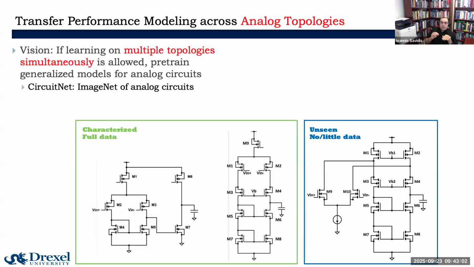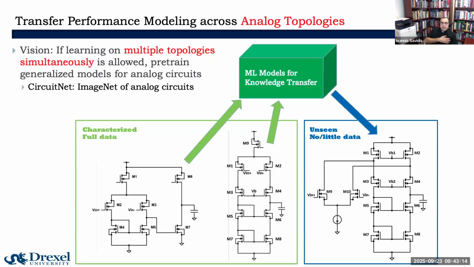So what we see at the bottom are two cases where we have on one side a fully characterized analog circuit. Okay, so two analog circuits with full data of the circuit available. And then for the blue box, we have circuits that require prediction of parameters, which we have not characterized. The idea is to have an ML model where the knowledge is distilled and learned from the already characterized full data, and then we transfer that knowledge to predict the performance of the unseen circuits.